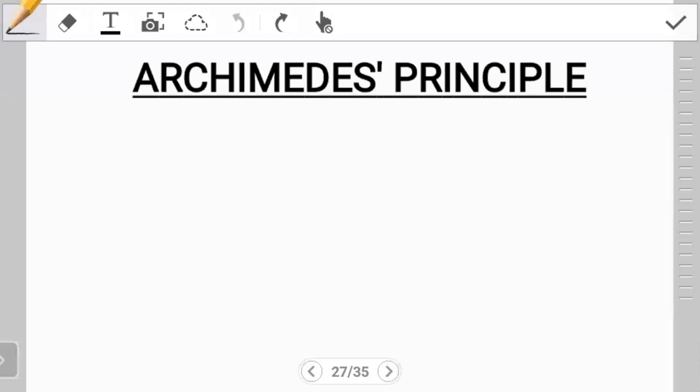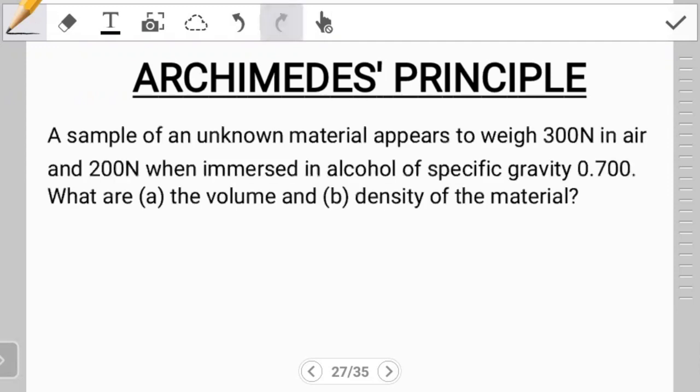Hello students, welcome to another tutorial on mechanical properties of matter. In this video, we're going to start by introducing Archimedes' principle, and after that we're going to see if we can use this principle to work out a question I left you guys with in the previous video. So the question I left you guys with is this question.